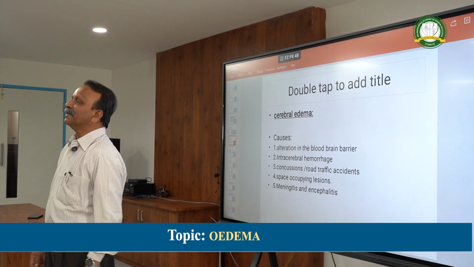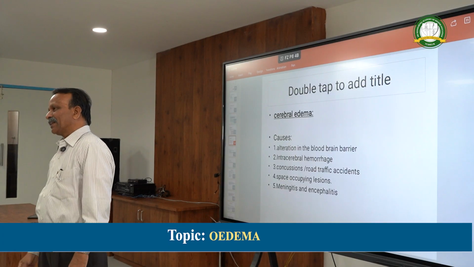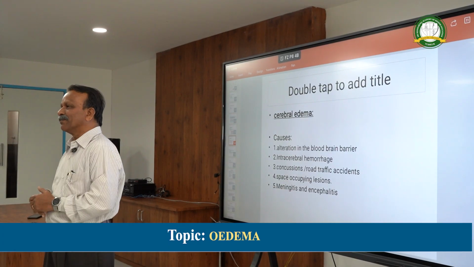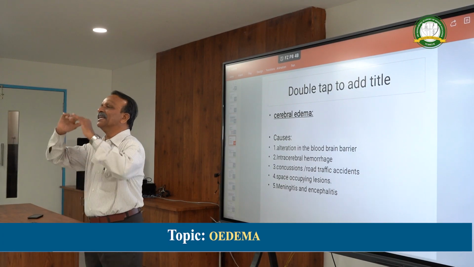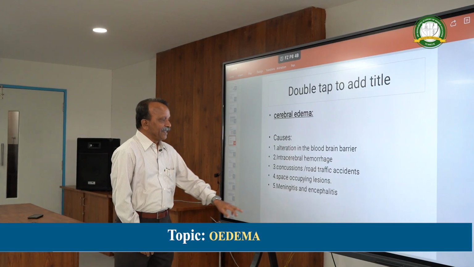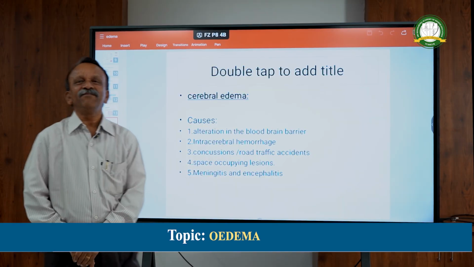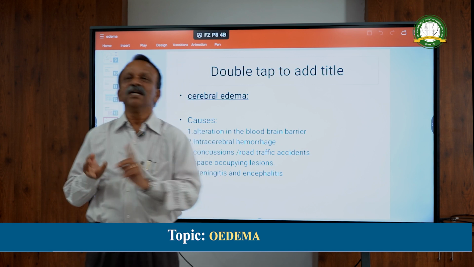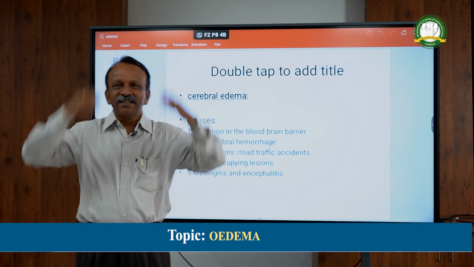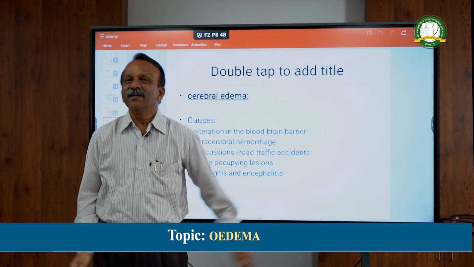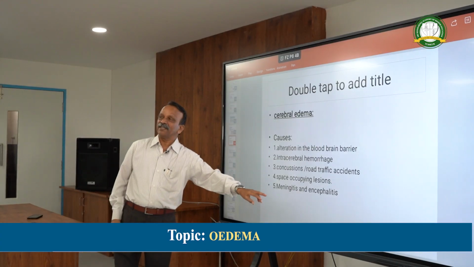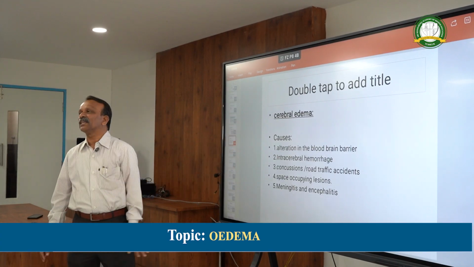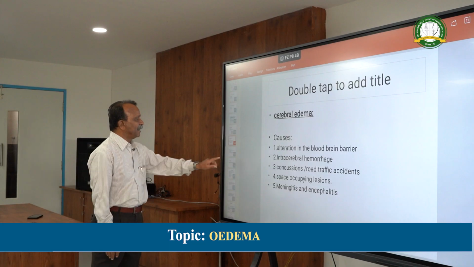For example, the tumors of the brain, any cancerous or any tumors of the brain, also result in edema of the brain. Then in cases of infections, maybe tubercular meningitis or bacterial meningitis or viral meningitis, it results in edema of the brain. So these are some, and encephalitis.